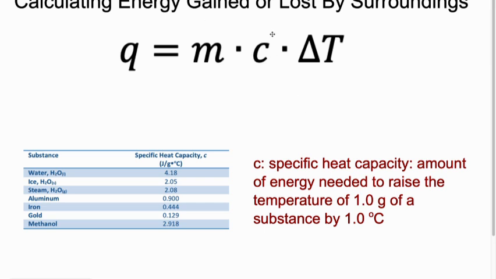Okay, so let's take a look at how we calculate how much energy is gained by my surroundings, in this case, water. So you'll need three things. You'll need the mass, something called specific heat capacity, and the change in temperature. This you can measure using a thermometer.